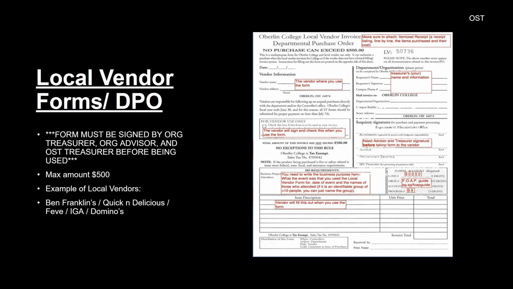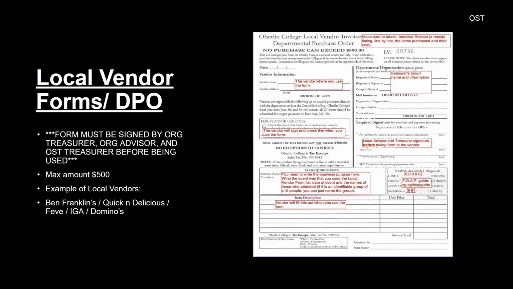And so that way you would be able to purchase food from any of the local vendors in town, such as Ben Franklin, Quick and Delicious, Fev, IGA, etc. Under the current circumstances, there's a lot of different layers that you would have to go through in terms of approval through the Student Activities Office, just to get to the point where they would be okay with you facilitating the purchase of food, because of just safety guidelines and cleanliness and all the rest.